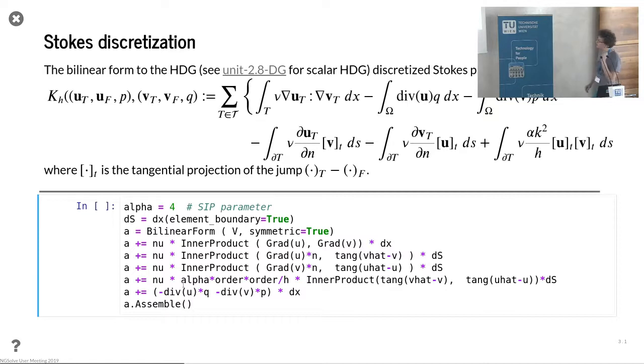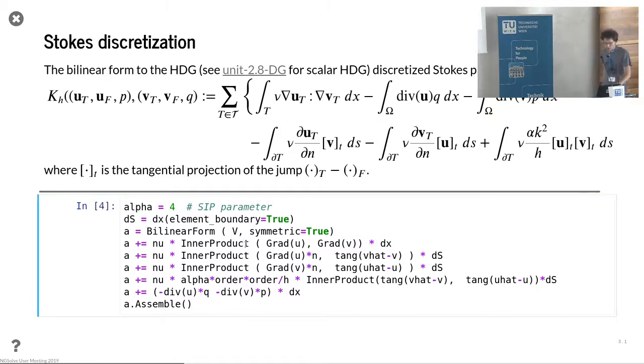So what you see here is now the formulation of the viscosity and the divergence constraints put in one bilinear form. So if you just consider the first integral and the last three ones, this is the vector valued version of the interior penalty, or the hybridized version of the interior penalty method that you already saw in Unit 2.8, where Joachim discussed DG discretizations, and then you have the corresponding gradient of the pressure and the divergence constraint in here. Okay, so this is what we define here.